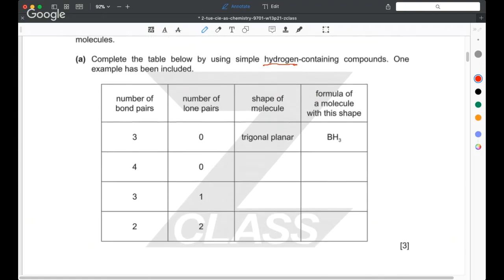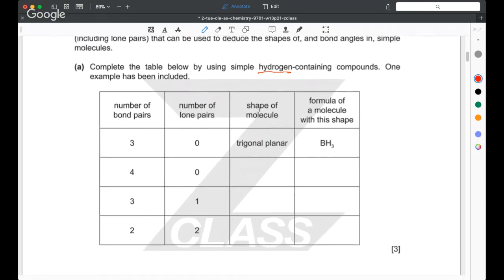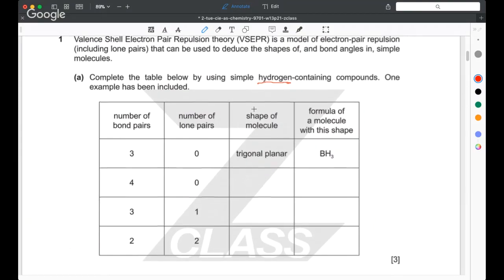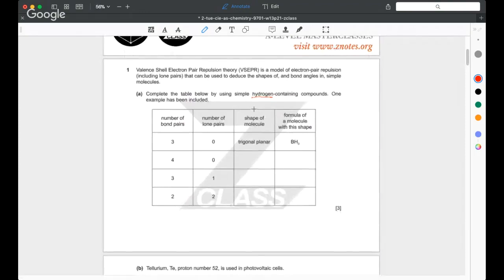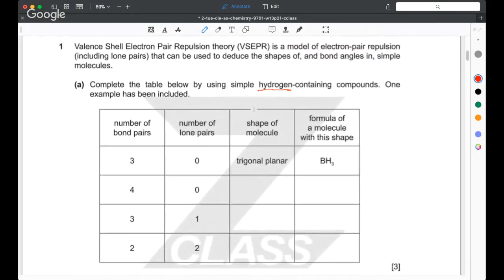Okay, so I think this is actually quite a gentle introduction. These should be fairly straightforward to get. You're working with valence shell electron pair repulsion theory for hydrogen-containing compounds. And what you've got to remember is that you've got to work with both bond pairs and non-bonding pairs, the so-called lone pairs. Now, the first example here, where you're dealing with just bond pairs, that's very straightforward.